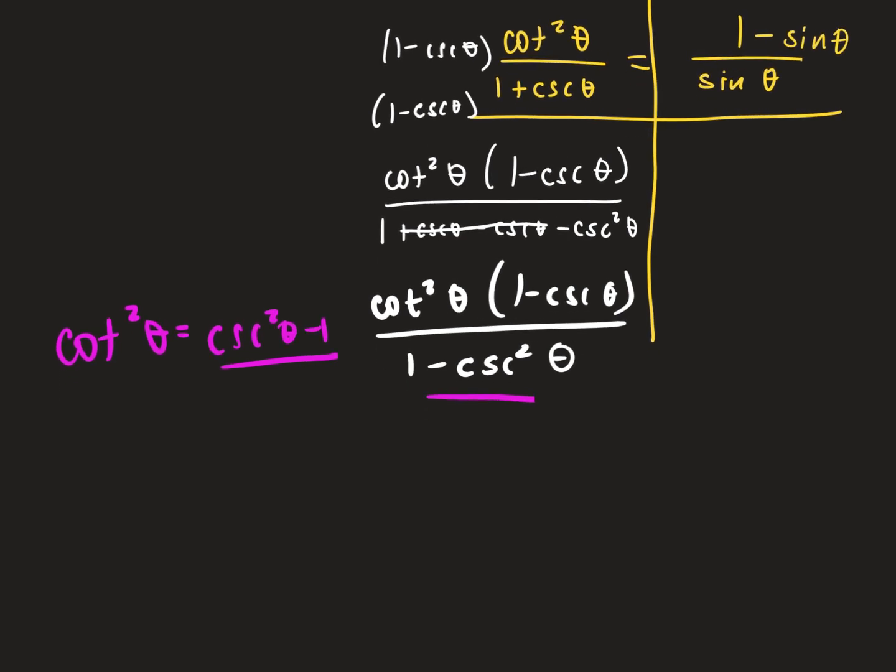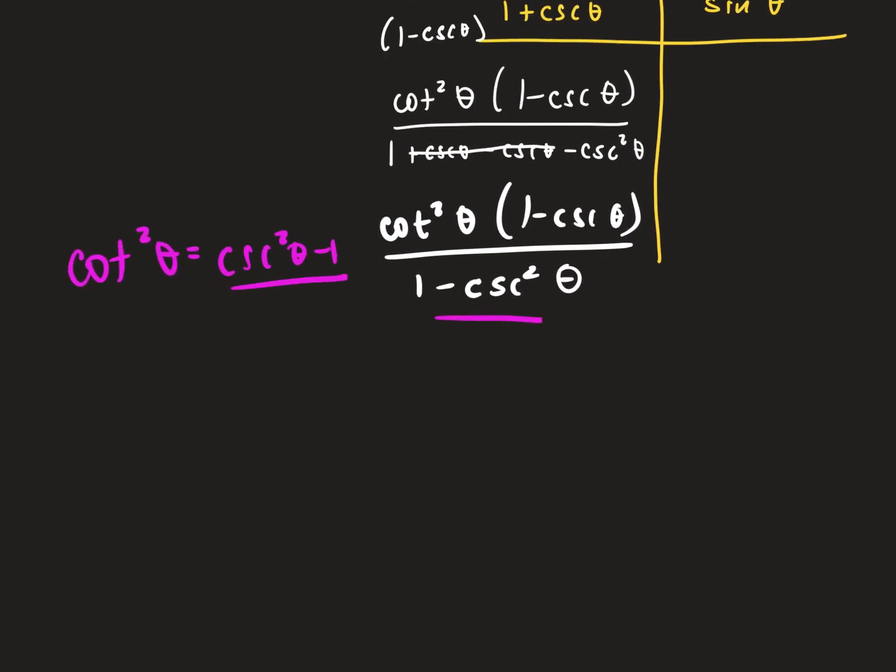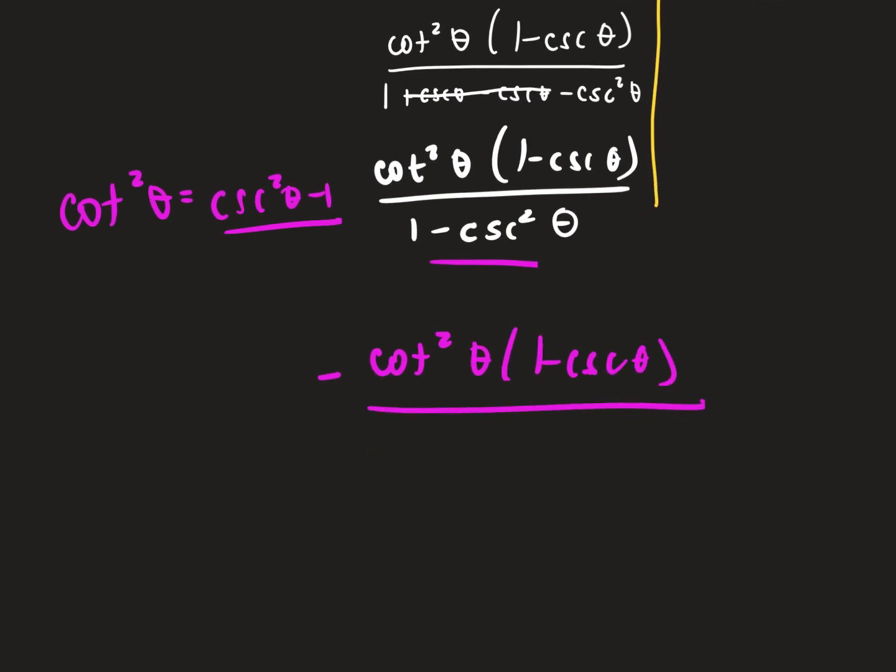You could take out a negative 1 or something, right? That's totally fine to do. If I took out a negative 1, I'm just going to stick it out in front. I have 1 minus, and on the bottom here, this would be negative 1 plus cosecant squared, right? When I divide out the negative. So it would be cosecant squared minus 1.